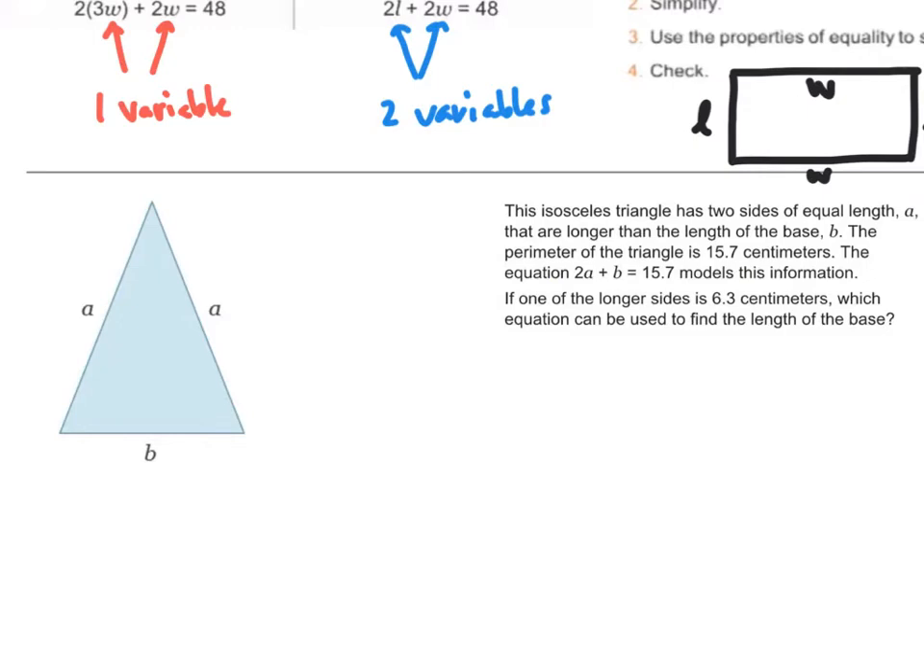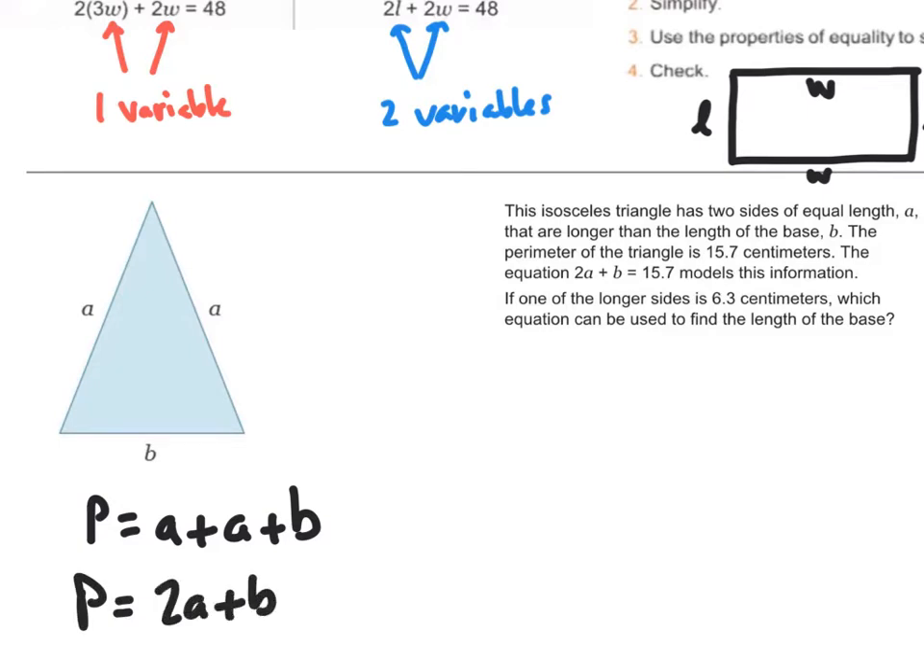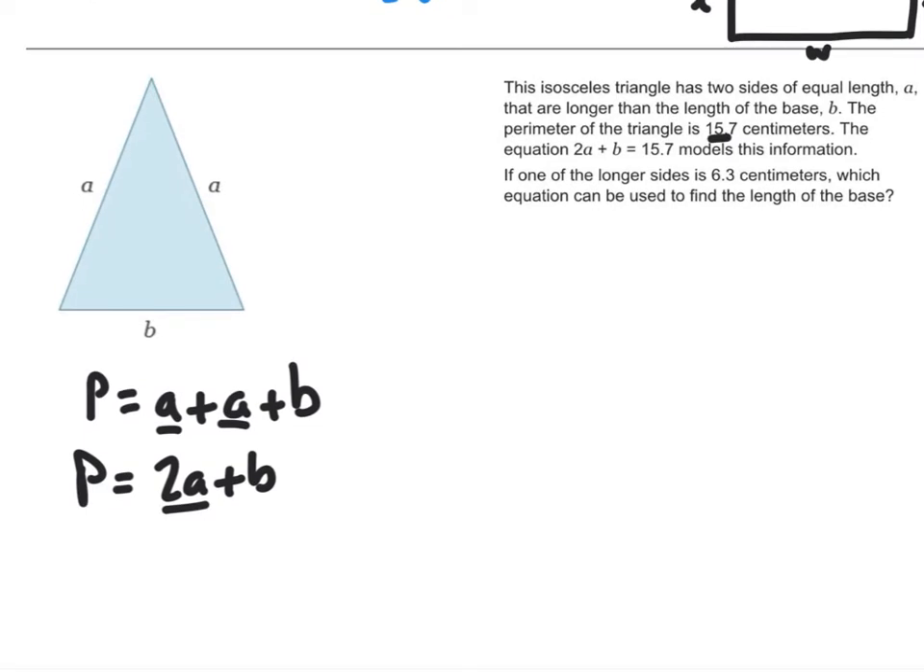Now, how they get that, the perimeter is the distance around an object, right? So if I wanted to write my perimeter, then I would take length A, add the other length A, and then add length B. So my perimeter in this case, given this triangle, would be 2A plus B. Okay, A plus A gives me 2A. All right, and we know that the perimeter is 15.7. So what I would do then is I would say, 2A plus B is equal to 15.7.